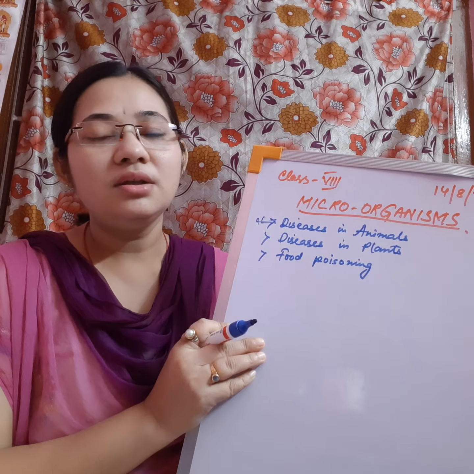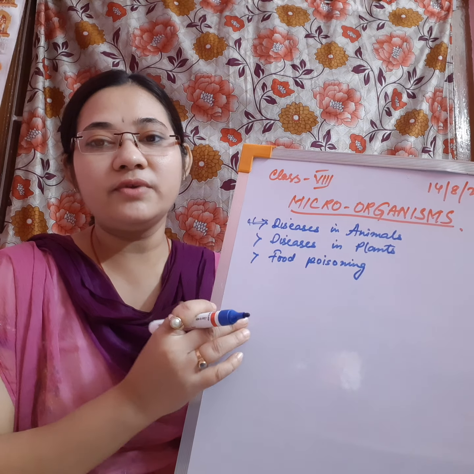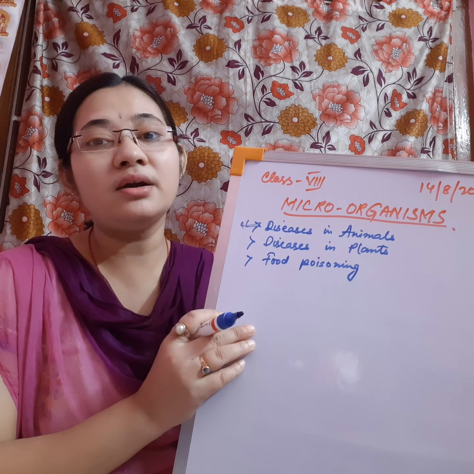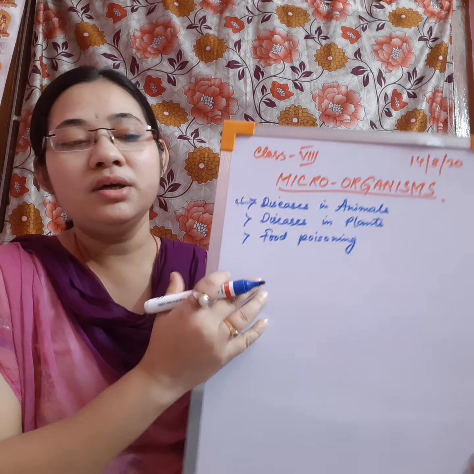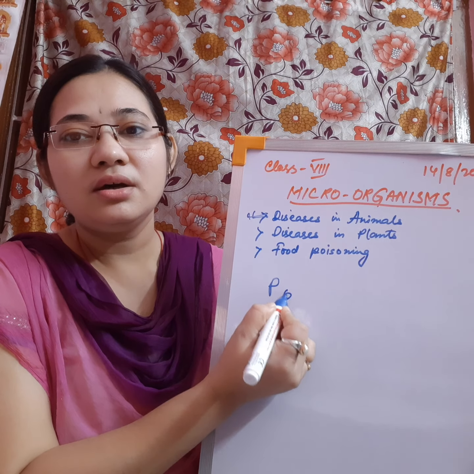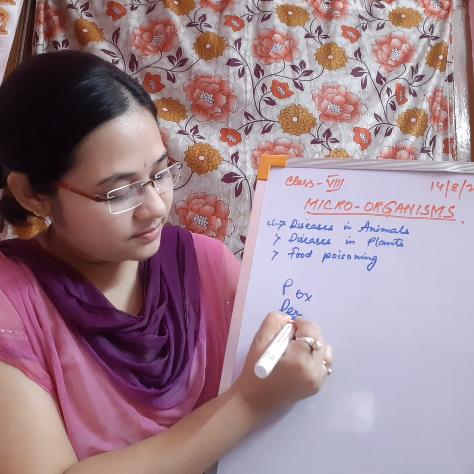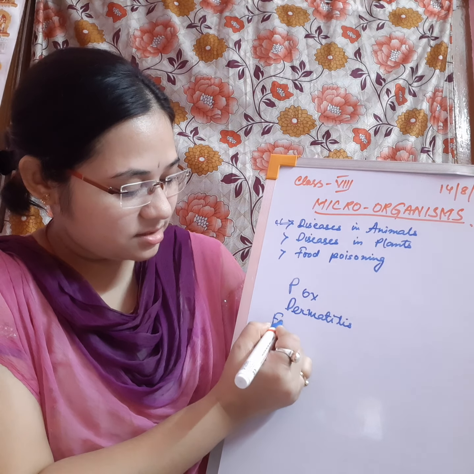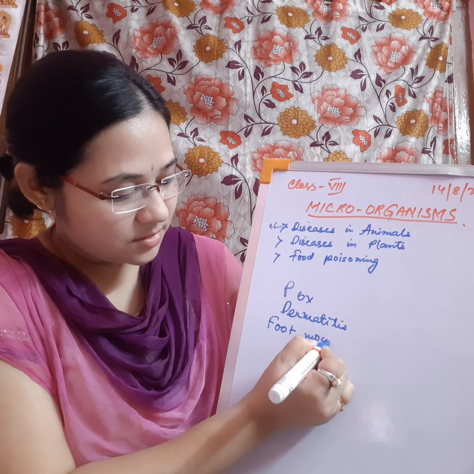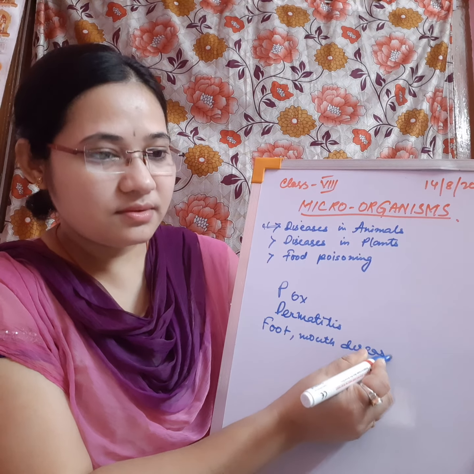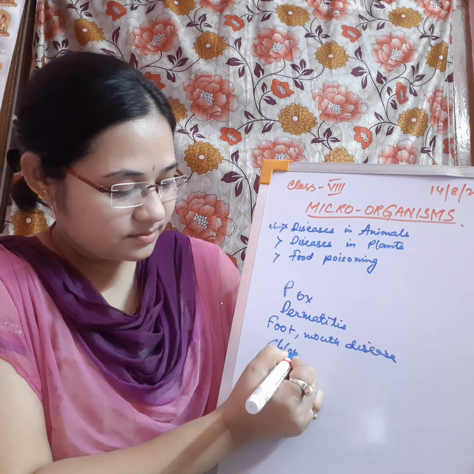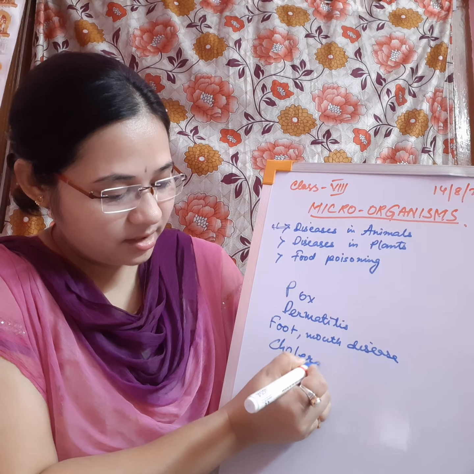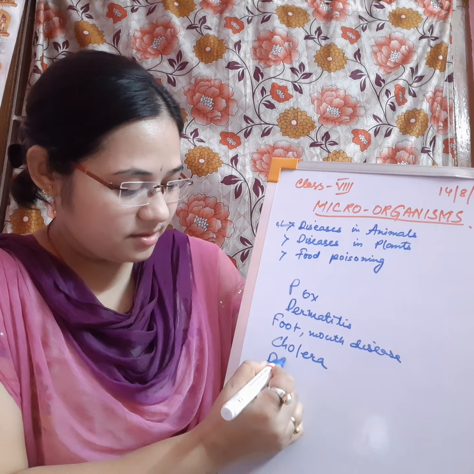If you refer to page number 35 of your book, you can see the list of different types of diseases because of which certain cattle or poultry birds are affected. Let me write them one by one. First disease is pox. Then dermatitis. Next is foot and mouth disease. Then comes cholera. Then diarrhea.